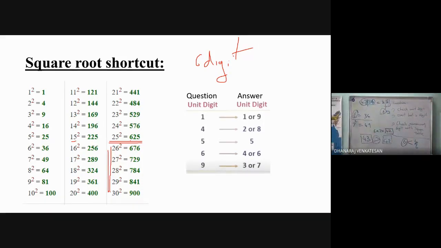You have to take the least value. If it is between 6 square and 7 square, you have to take the least value, 6. If it is between 7 square and 8 square, you have to take the least value, 7. Similarly, 9 square, 10 square means you have to take 9. You have to take the least value and place it here. So it is 6.